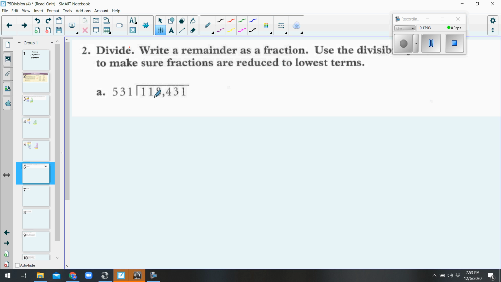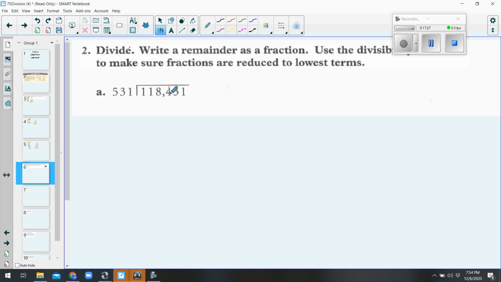All right, let's find out where our first number is going to sit. Letter A. Will 531 go into 1? No, it won't. Will 531 go into 11? No, it won't. Will 531 go into 118? No, it won't. Will 531 go into 1,184? Yes, it will. So my first number is going to sit on top of the 4.